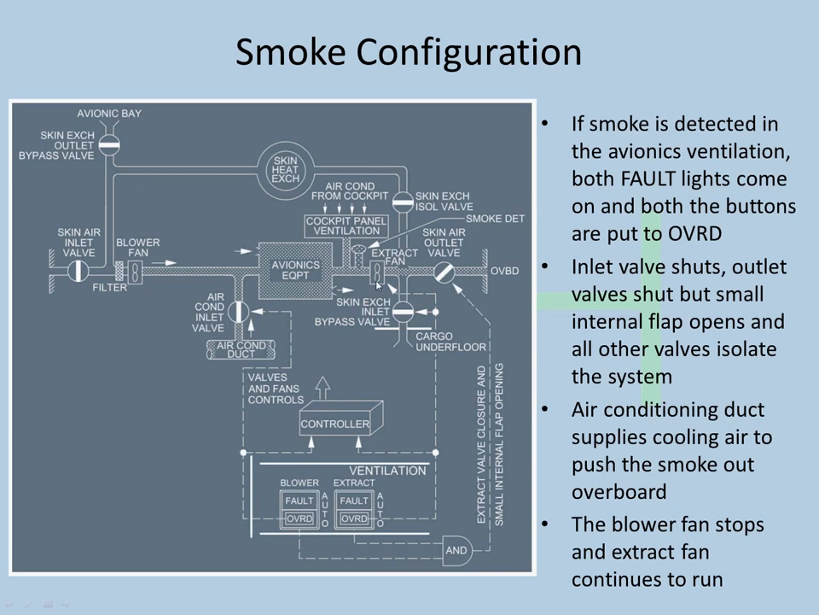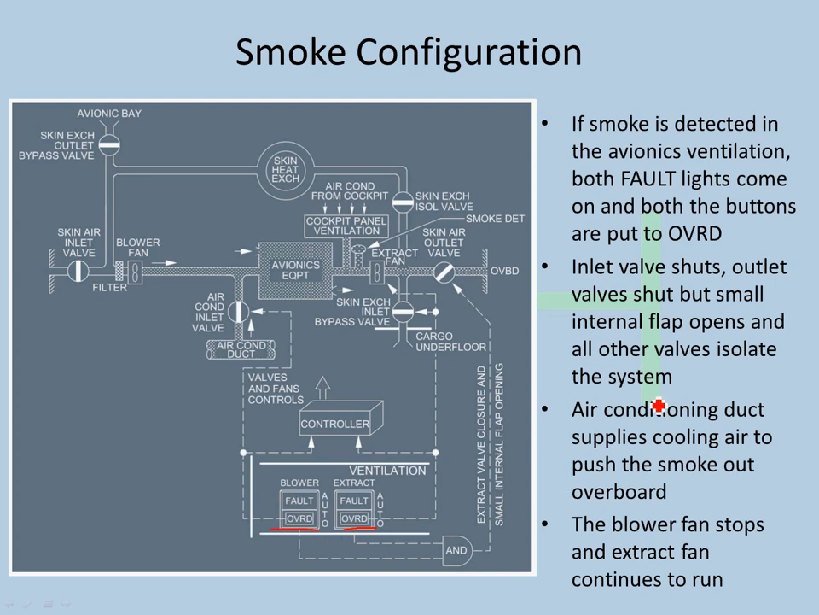Smoke configuration. As the name suggests, you have smoke in the avionics ventilation system. What happens if smoke is detected in the avionics? Here you can see the smoke detector. If smoke is detected, both the fault lights will go on, just to show you that there's smoke detected in the avionics ventilation. If you do the emergency checklist ECAM action, you will be asked to set both the switches to override.